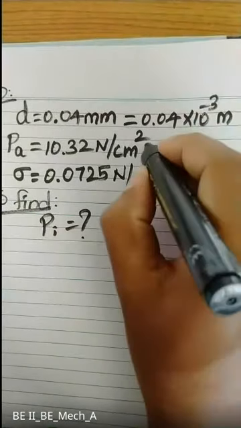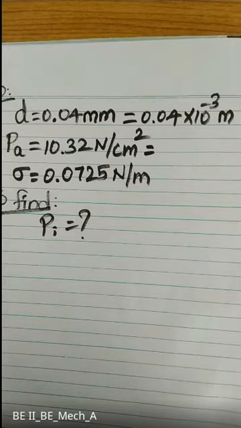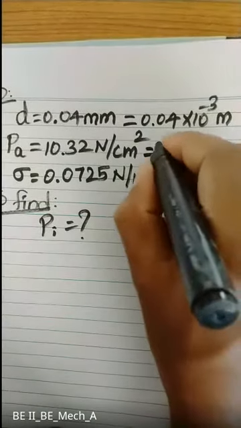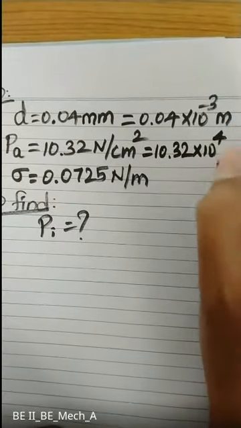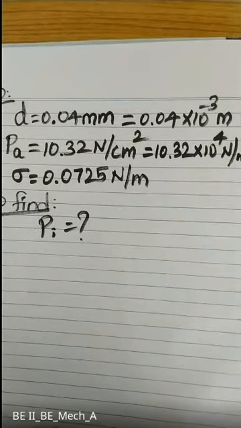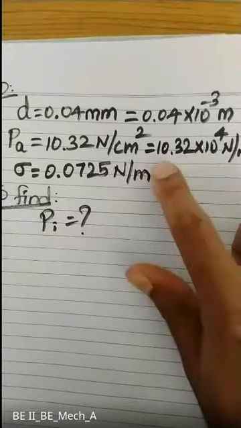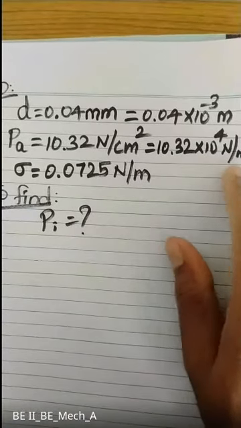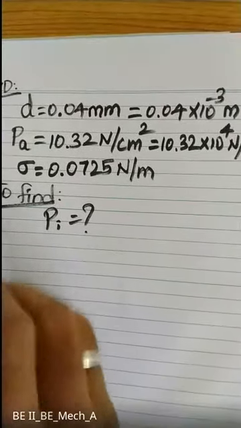Next thing is pressure. Pressure of the atmosphere is 10.32. Actually, it is 10.32 into 10 to the power 4 Newton per meter square. Okay, so 10.32 into 10 to the power 4 Newton per meter square. Next we can proceed with the solution.